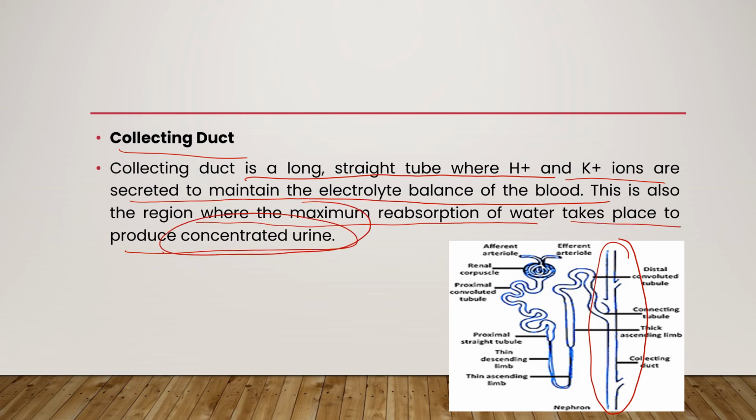So if the water reabsorption does not take place in this collecting tubule, we will produce diluted urine, which will cause scarcity or loss of water in our body. So that will again cause dehydration. So the urine must be in a concentrated form, and that final reabsorption happens in this collecting tubule. Now we will move on to the renal corpuscular part.